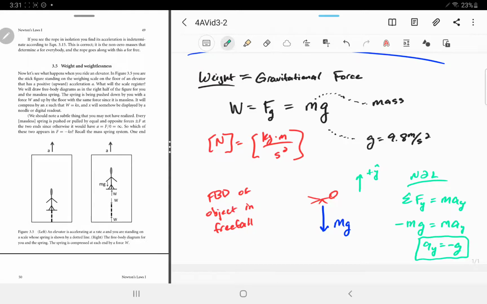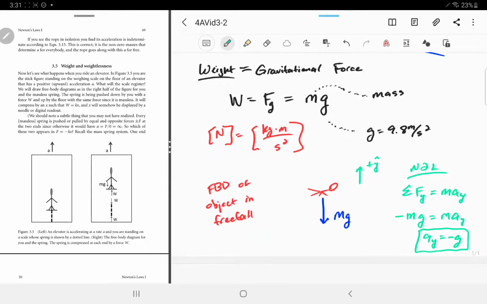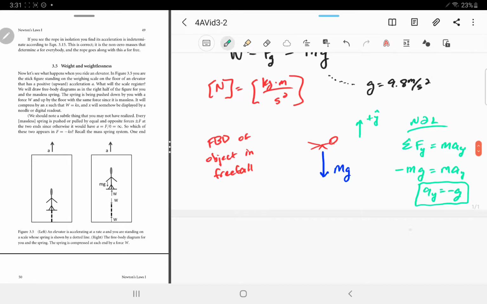So we're seeing that the statement that the gravitational force is mg is equivalent to saying that an object in free fall will have acceleration due to gravity of negative g, taking the positive direction to be vertically upwards. Okay, so you might see it written that way. You might see it as a equals g in magnitude, vertically downwards.